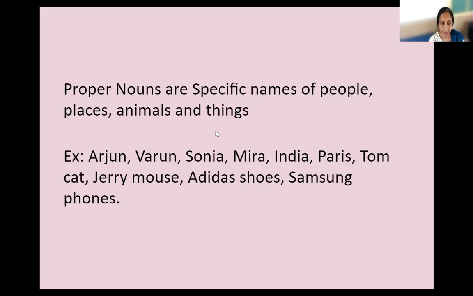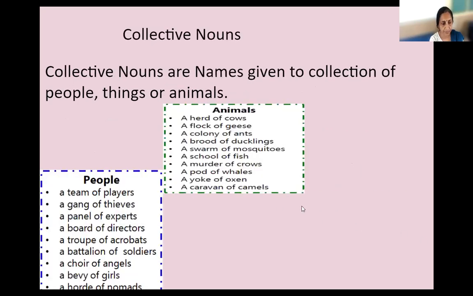Now, which type of shoes? Adidas shoes. You're giving the name of the brand of the shoes. It's not generally just mentioned as shoes. You're giving the type of shoes. It is the Adidas shoe. The phone type is Samsung. So you're giving a particular name to that item, phone.